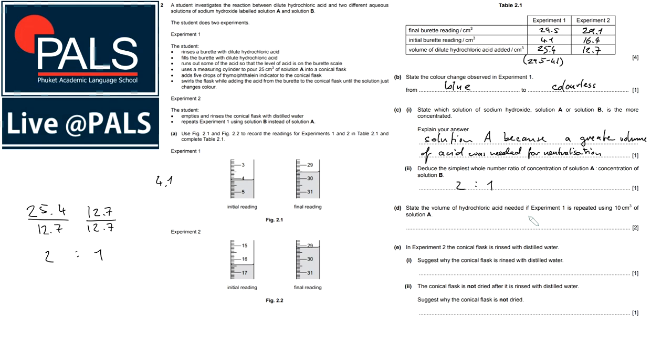State the volume of hydrochloric acid needed if experiment 1 is repeated using 10 centimeter cube of solution A instead of 25 centimeter cube. So here, what do we have to do? 25 divided by 2.5 is equal to 10. Therefore, we have to divide the volume of acid, 25.4, divided by 2.5 as well. And that should give us rounded around 10.2 centimeter cube.